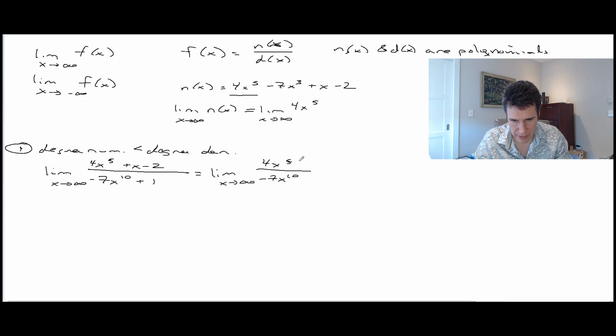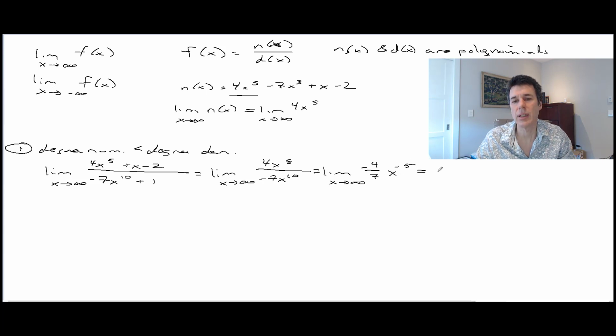So that should be a fifth. Well, this we can simplify. 4x to the fifth over negative 7x to the 10th, well, that's the limit as x goes to infinity of negative 4/7 x to the negative 5. Well, we know as x gets really, really big, x to the negative 5 gets closer and closer to 0, so this just simplifies to be 0.